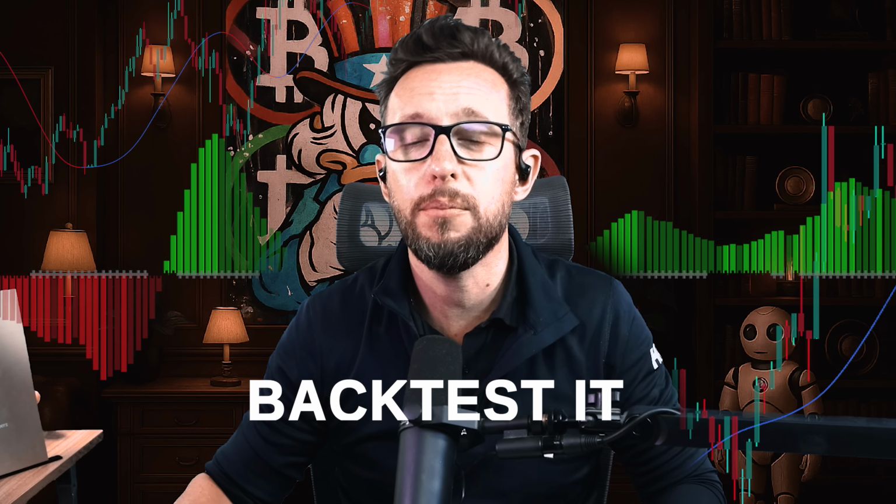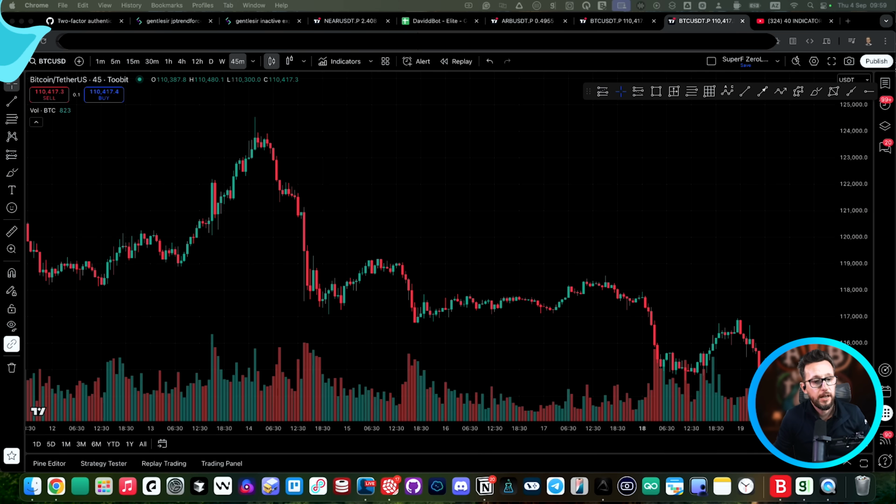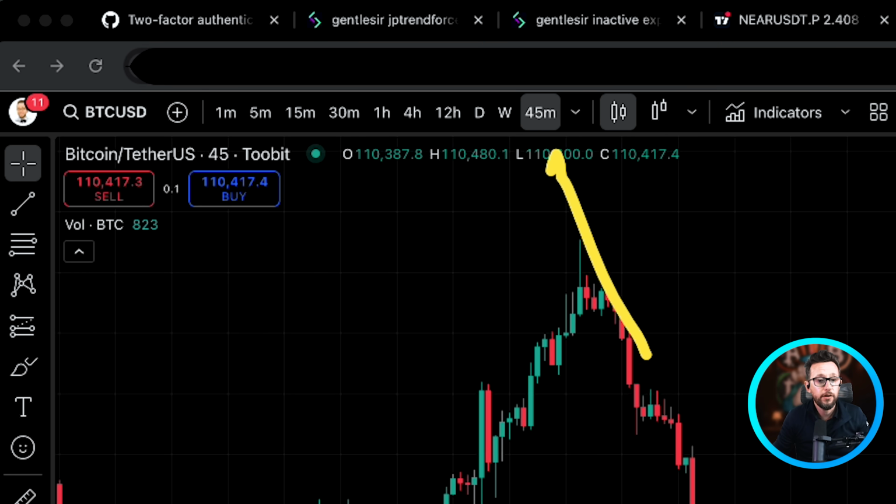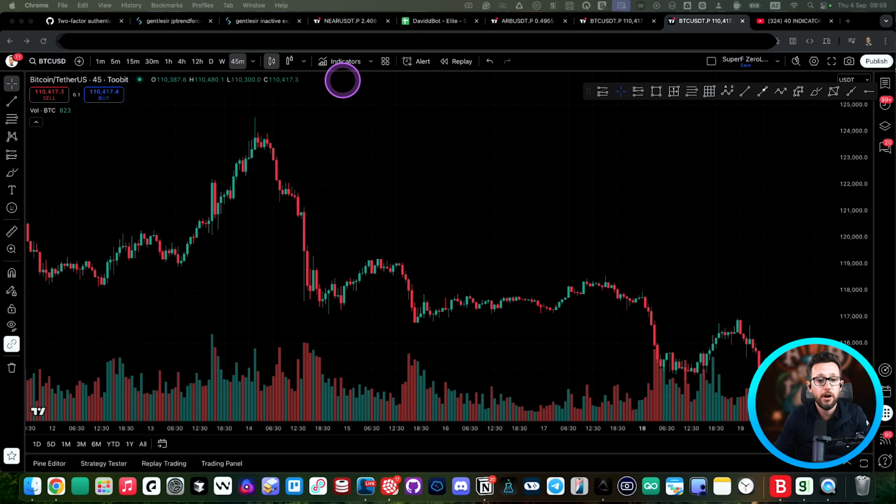Let's have a look at the indicators involved and then I will back test it more than 100 times. Okay, so here I am on TradingView. I am actually on the 45-minute on BTCUSDT on a 2-bit chart. So first of all, I'm going to go over to our indicators. We're going to add the indicators to the chart, and this is going to create our trading strategy.